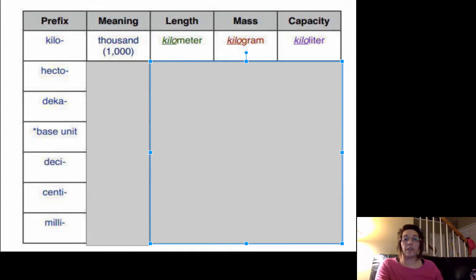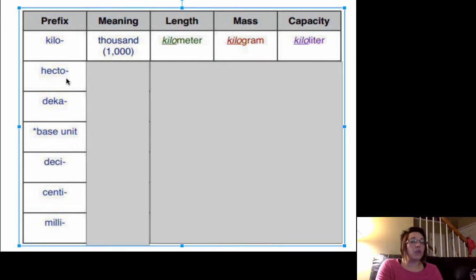You might have heard somebody talking about driving down the road in kilometers. We've got kilograms and kiloliters. Now, mass is what we're going to weigh with a triple beam balance. And then capacity, I know that you have heard of a 2 liter of pop. So that's what we're talking about with capacity. In this case, a kiloliter would be 500 2 liters of pop.